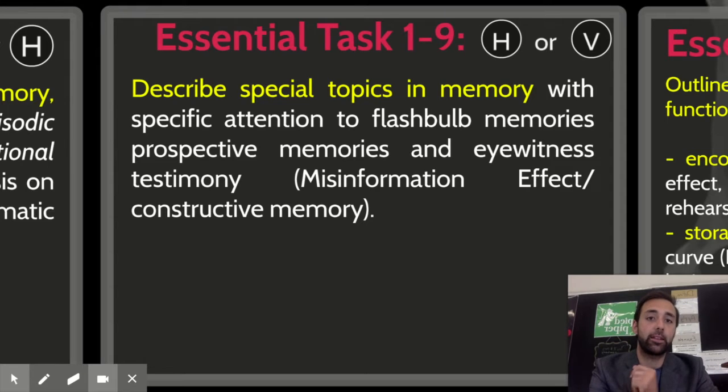process. Then in Essential Task 1.8, we overviewed the different forms of long-term memory, dividing it up into explicit and implicit memory. In Essential Task 1.9, we are going to be talking about some of the unique features involved in memory, some of the unique types of memory, and then eventually talking about what's called the misinformation effect.